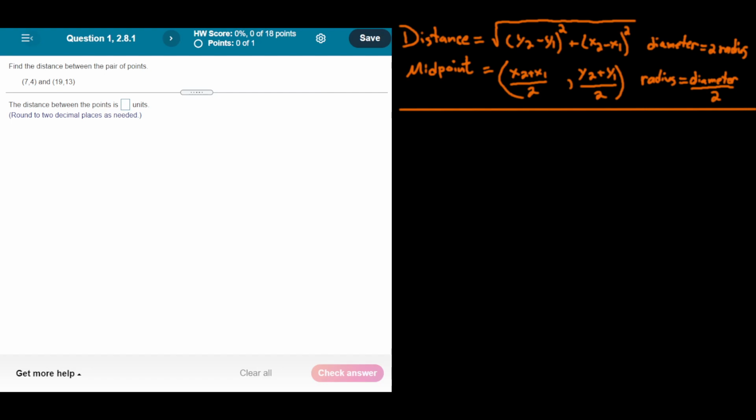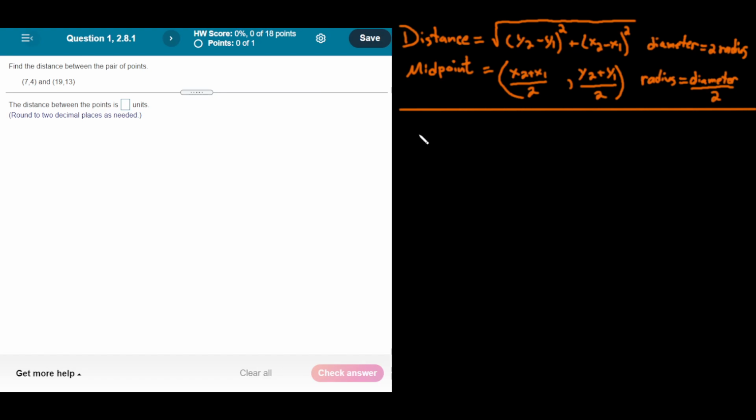All right, so as you can see, we have a few formulas that we have to keep in mind. We have that distance is equal to the square root of y2 minus y1 squared plus x2 minus x1 squared, all being square rooted. So that would be the distance between 2 points.